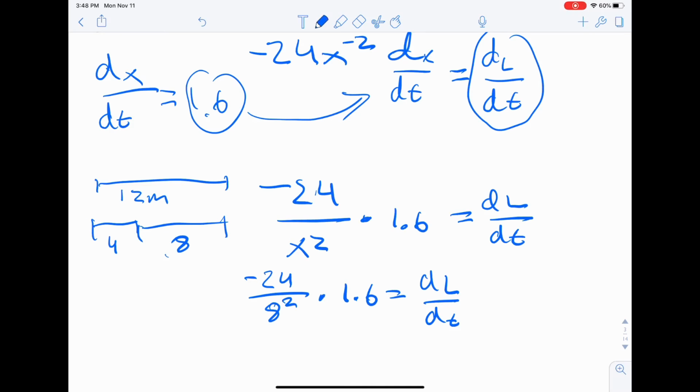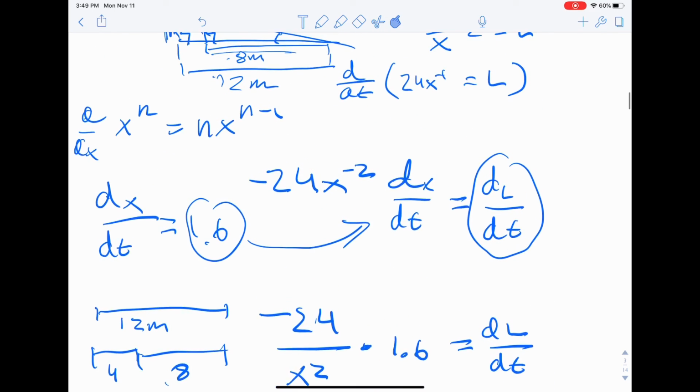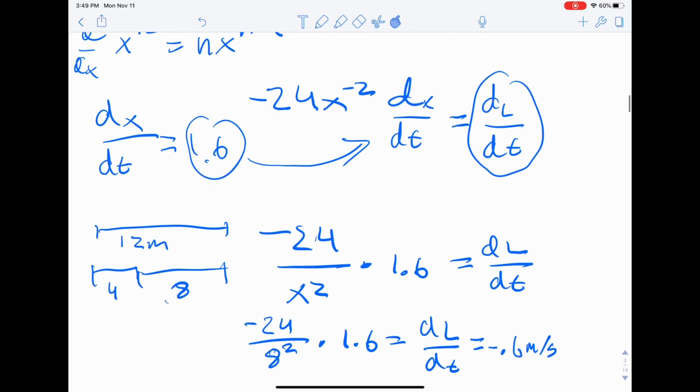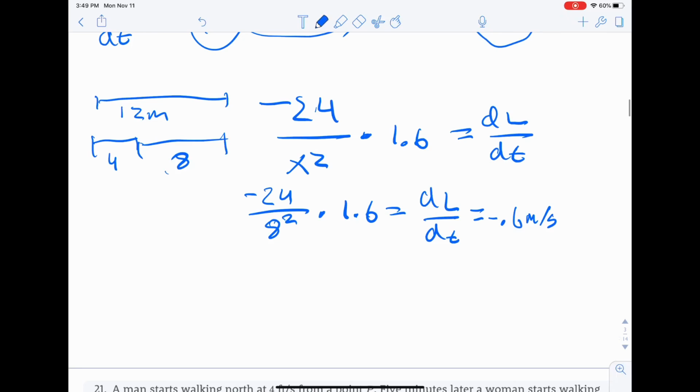And if we solve this, we get dL over dt equals negative 0.6 meters per second. Now, this wouldn't be the answer because if you remember, it's asking how fast the length of the shadow on the building is decreasing. This is the important part. We're already saying it's decreasing, and we put it negative. A negative decreasing is just increasing. So our actual answer is 0.6 meters per second.